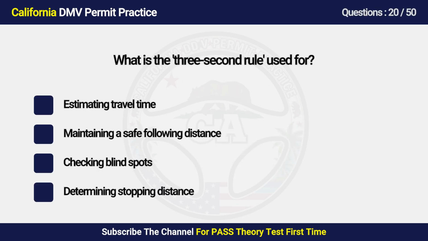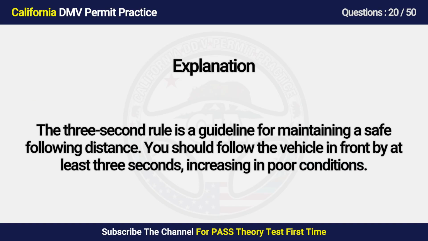Question 20. What is the rule used for? A. Estimating travel time. B. Maintaining a safe following distance. C. Checking blind spots. D. Determining stopping distance. Answer is B. Maintaining a safe following distance. The rule is a guideline for maintaining a safe following distance. You should follow the vehicle in front by at least 3 seconds, increasing in poor conditions.